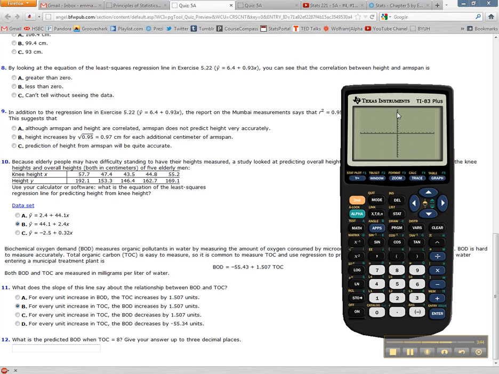If you just have this, don't panic. You did it right. You just got to change the zoom. So go to zoom, zoom stat, and there you go. Those are your points in the scatter plot. And that's how you use the calculator for all those things.